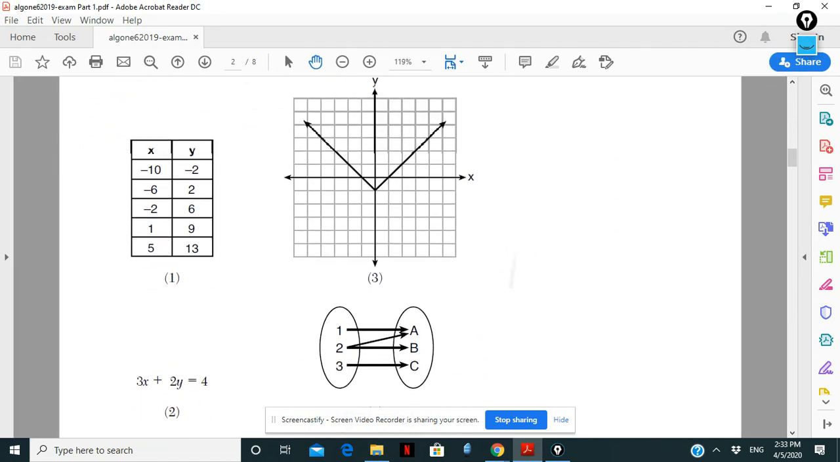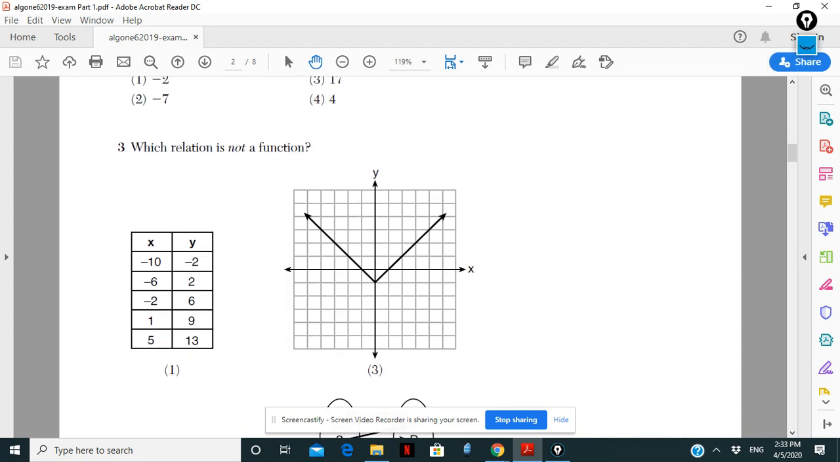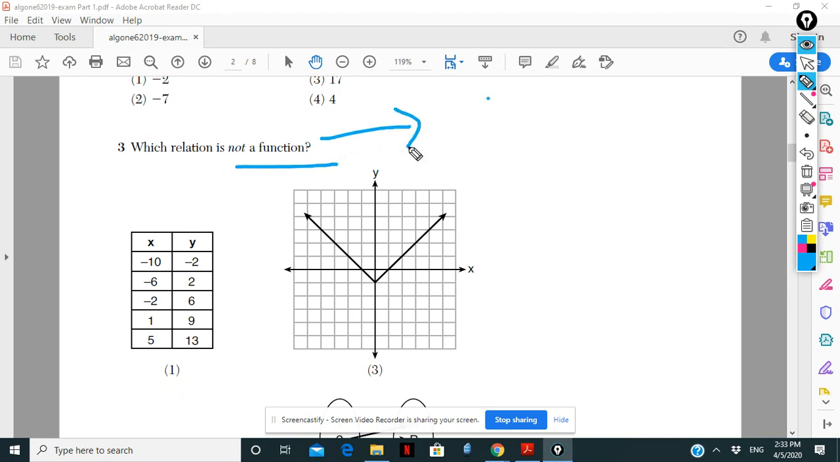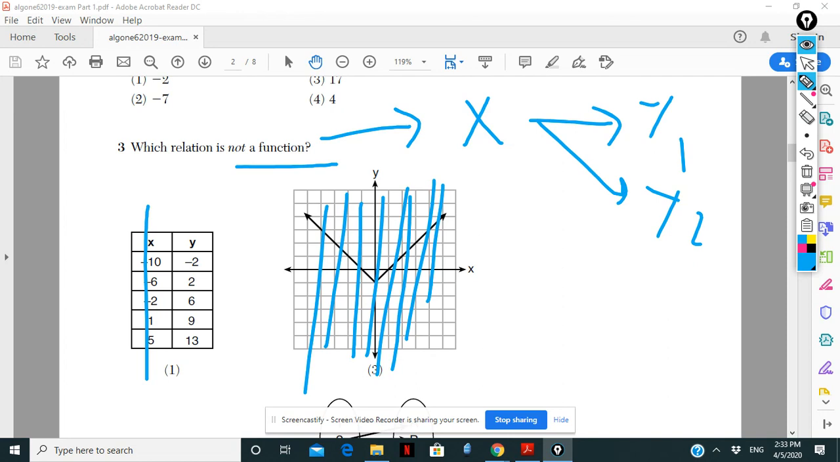Now he's asking which of these relations isn't a function. Not a function means one x has two y's. Here I don't have a repeated x. The vertical line test should only go through one point. Okay.